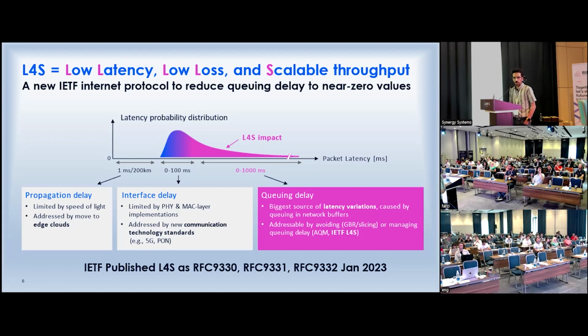There are three types of delays: the propagation delay, limited by the speed of light, and the interface delay, which is addressed by new communication technology standards. But then there are also queuing delays. This is the biggest source of latency variations, caused by queuing in network buffers. It can be addressed by avoiding or managing queuing delays.